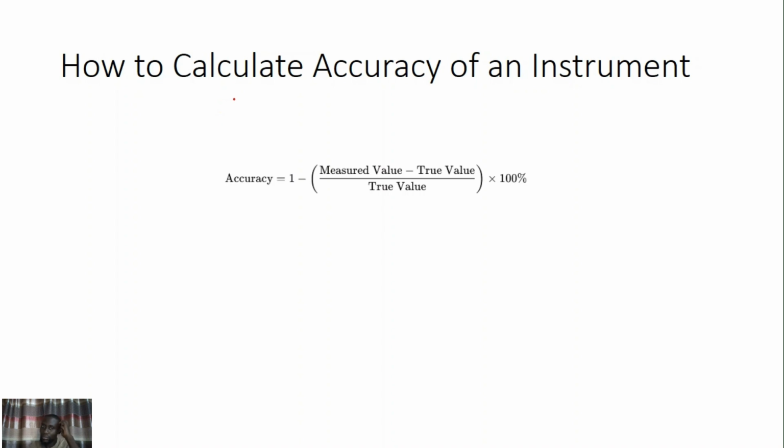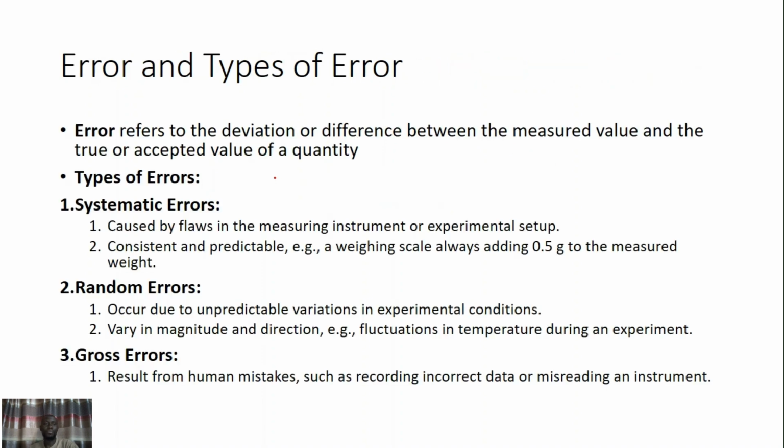This formula is used to calculate the accuracy of an instrument. Master the formula as you may need it in the exam. Errors refer to the deviation or difference between the measured value and the true or accepted value of a quantity. There are different types of error: systematic error, random errors, and gross errors, and their definitions are under them.